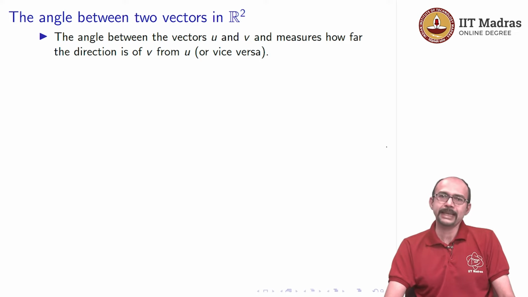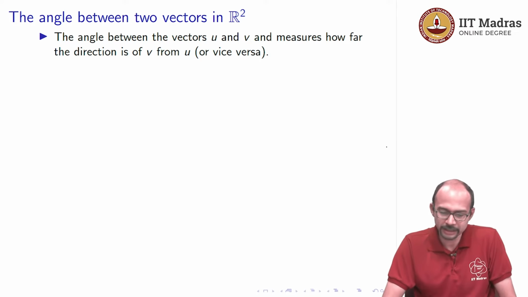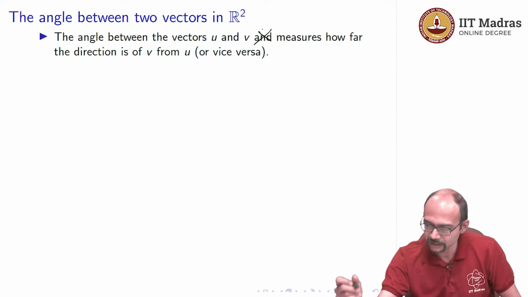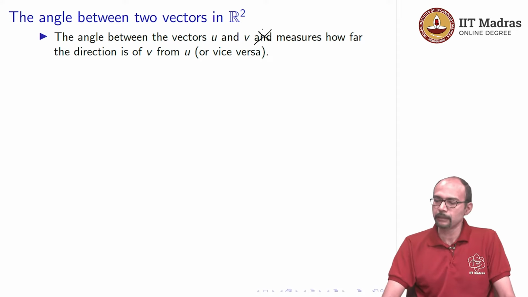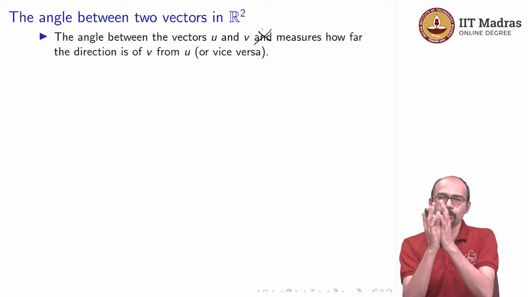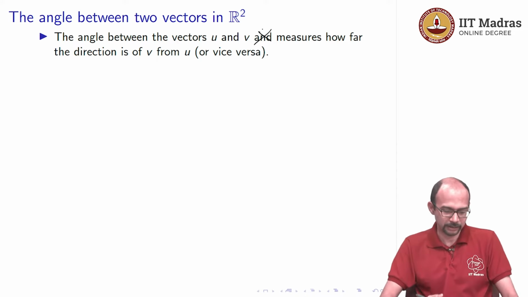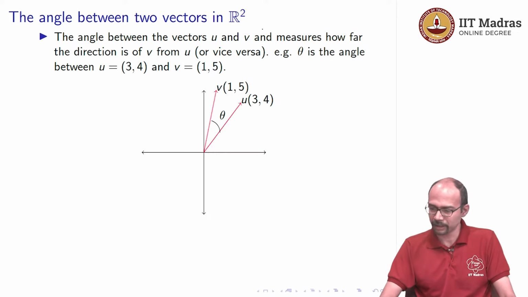Fine. Let us look at the angle now. The other thing we want to study in this video is angles. The angle between the vectors u and v measures how far the direction of v is from u. So if you have the angle, this will be a small angle as compared to this, which is a large angle, right. So in our previous picture, there is a picture coming up.